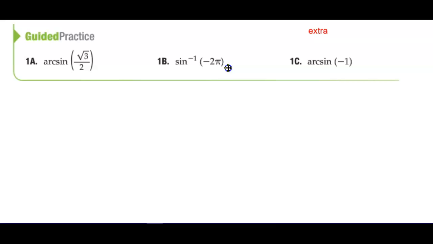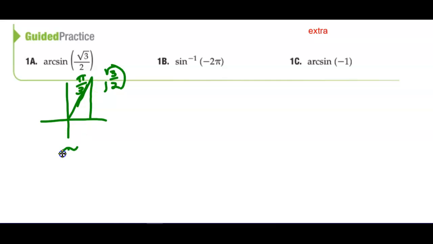Now, I'm going to explain how this works, but we're going to use a unit circle for this eventually. This question is asking what angle has a sine value, which would be back here, of square root of 3 over 2. So that means the y value is bigger than the x. So it happens up here at pi over 3 or 60 degrees, and that's going to be the answer to this question. But we're going to use a unit circle to find it.